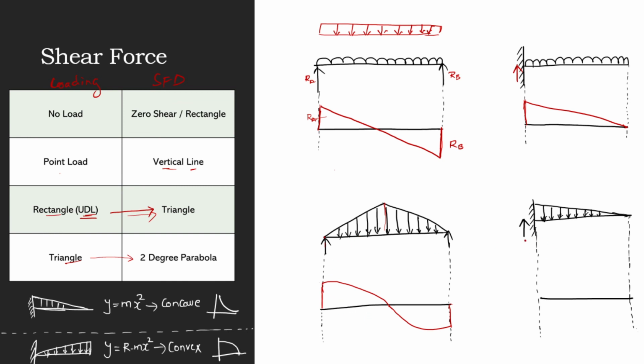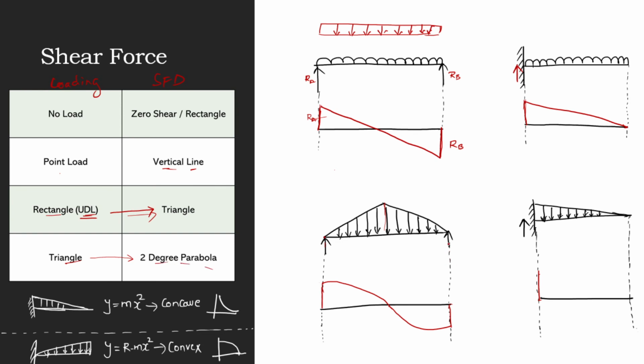So if there is a triangle, it will have a 2-degree parabola. Now for this cantilever beam with triangular loading, there is a point load, so yes, you will go up, and then there is a triangular load and there is no other support reaction at the end. So if there is a triangular load, then you will have a 2-degree parabola.